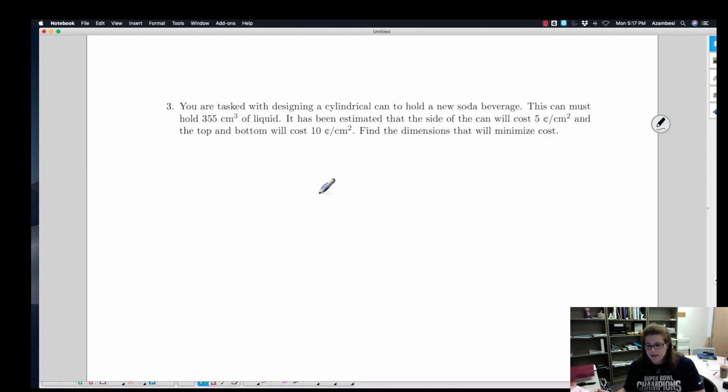This says you're tasked with designing a cylindrical can to hold a new soda beverage. This can must hold 355 cubic centimeters of liquid. It has been estimated that the side of the can will cost 5 cents per centimeter squared, and the top and bottom will cost 10 cents per centimeter squared. Find the dimensions that will minimize the cost. All right, so this is your challenge.